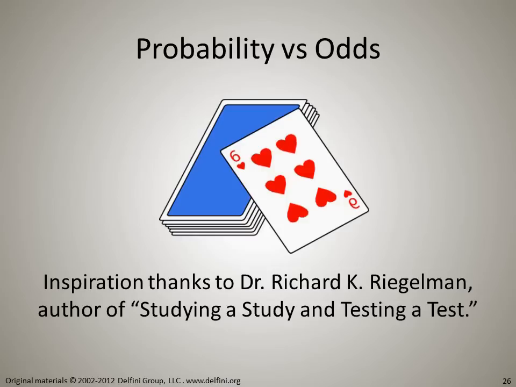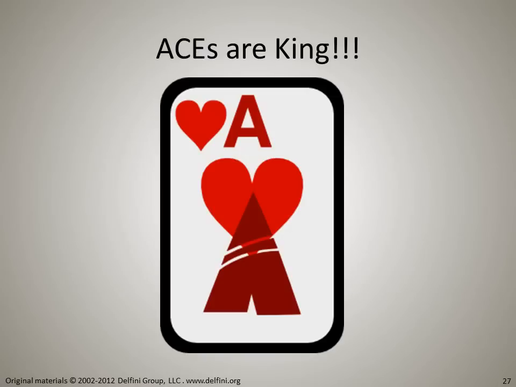In order to talk about odds ratios, it's important to understand the difference between probability and odds, both of which are calculations of likelihood. Our favorite way to explain this comes from Dr. Richard Riegelman's wonderful book, Studying a Study and Testing a Test, which uses by way of example a deck of cards. Let's say you're playing a card game where aces are king. Well, actually they're aces, and not to be confused by the drug class of the same name, but let's say you're playing a game where you benefit by having as many aces as you can get.